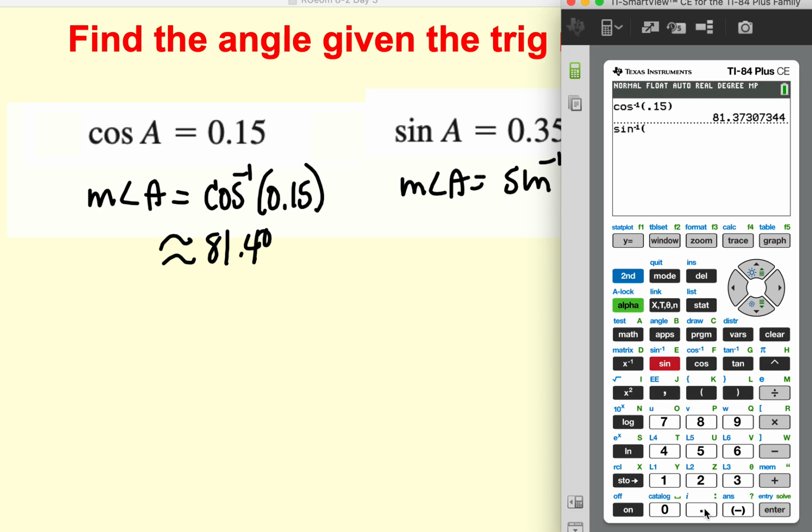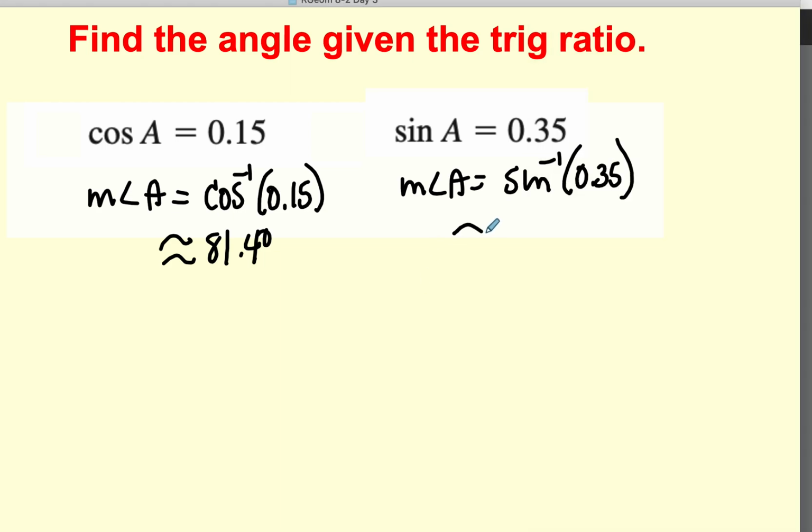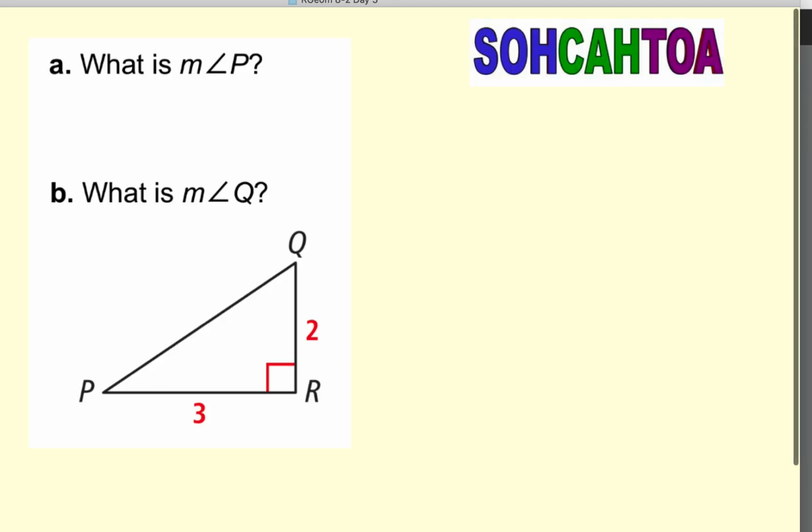Sine inverse of 0.35, and that angle is approximately 20.5, so it's approximately 20.5 degrees. So this is how we use a calculator to figure out our angles. All right, so let's try to figure out what angle P is.